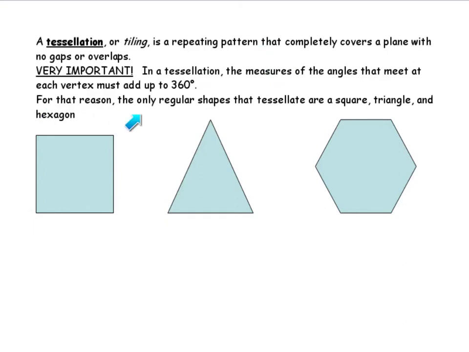For that reason, only regular shapes can tessellate. The only regular shapes that can tessellate are the square, the triangle, and the hexagon. Okay? Regular shapes have to be the square, the triangle, and the hexagon.